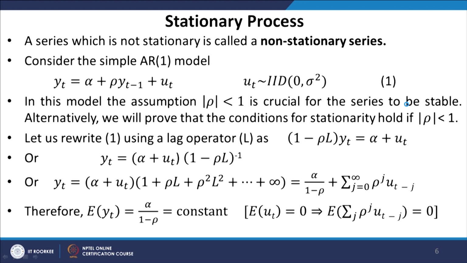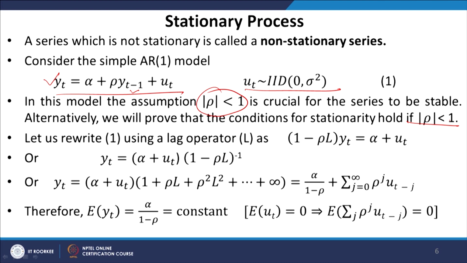Now, we consider a simple AR1 model. This is how we used to write an AR1 model, where we are considering one lag of the autoregressive term, the endogenous variable. We assume that u t, the error term, is identically and independently distributed with zero mean and constant variance sigma square. In this model the assumption that the mod value of rho is less than 1 is crucial for the series to be stable. We will prove that the conditions for stationarity hold if the mod value of rho is less than 1.